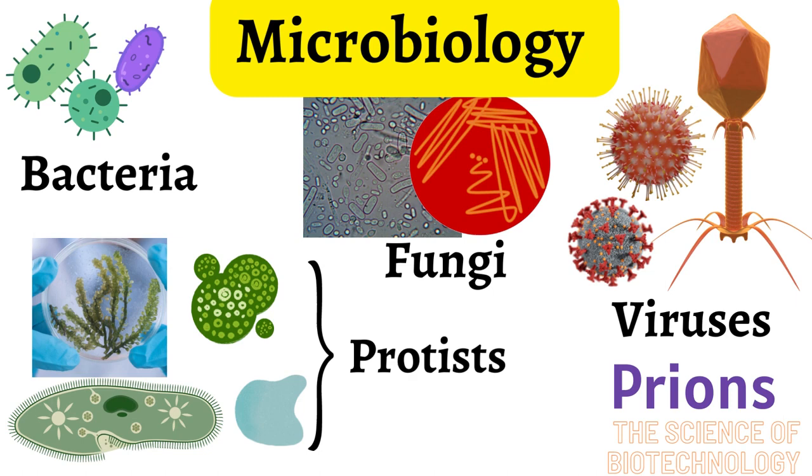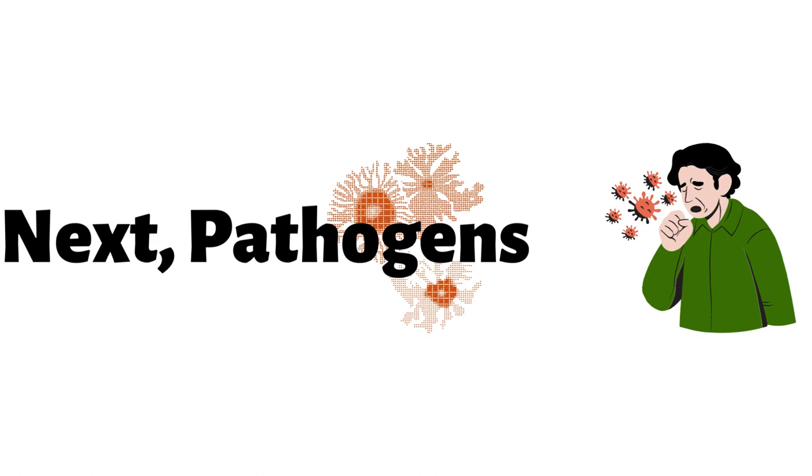If we talk about prions, they are smaller than viruses. These prions are infectious agents, and they are proteinaceous in nature and act as obligate parasites. They are responsible for certain diseases like the mad cow disease. That was all in this section. In the next part, we are going to talk about the pathogens and the pathogenicity.